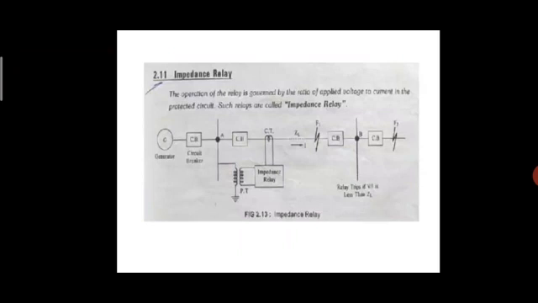Next one, impedance relay. The operation of the relay is governed by the ratio of applied voltage to current in the protected circuit. Such relays are called impedance relays.